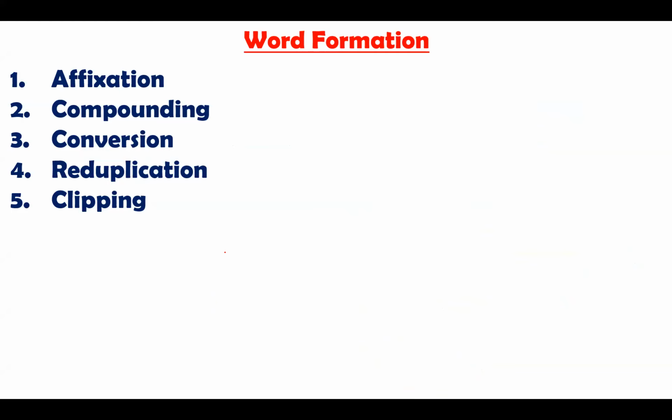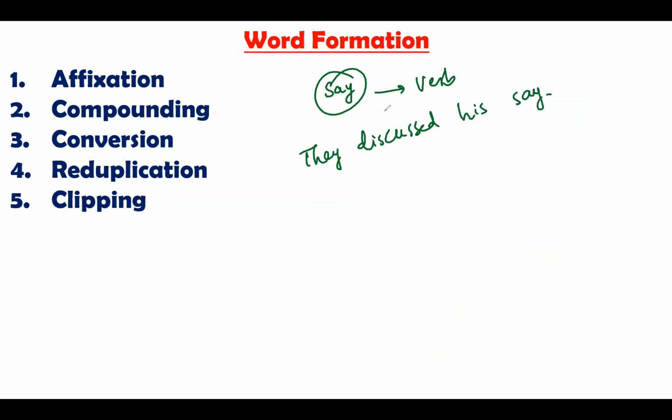Let me give you some examples for this. Say. What is the part of speech for the word say? Actually, this is a verb. For example, they discussed his say. What is the word say in this sentence? This is a noun. It is used as a noun.